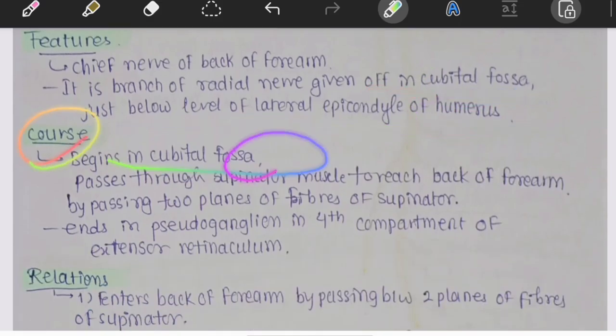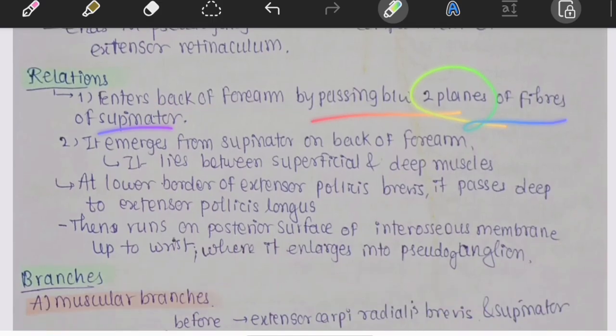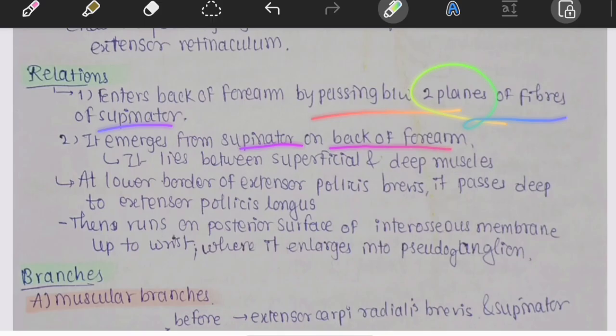It begins in the cubital fossa, passes through the supinator muscle to reach the back of the forearm by passing between two planes of fibers of the supinator muscle. It ends in the pseudoganglion in the fourth compartment of the extensor retinaculum. Its relations are: it enters the back of the forearm by passing between two planes of fibers of the supinator. It emerges from the supinator on the back of the forearm.